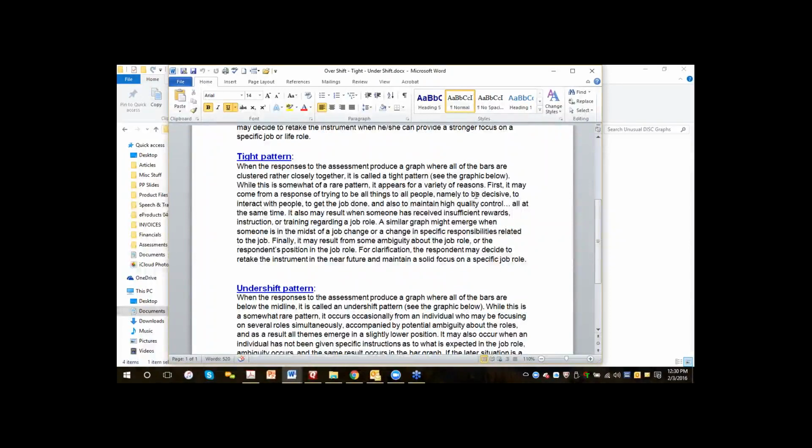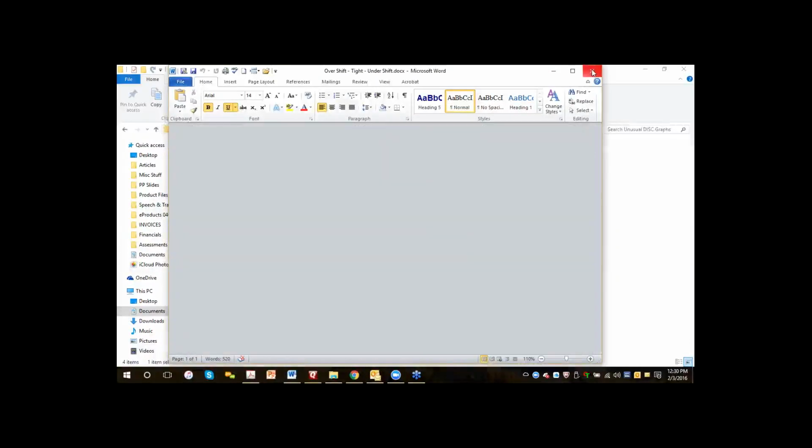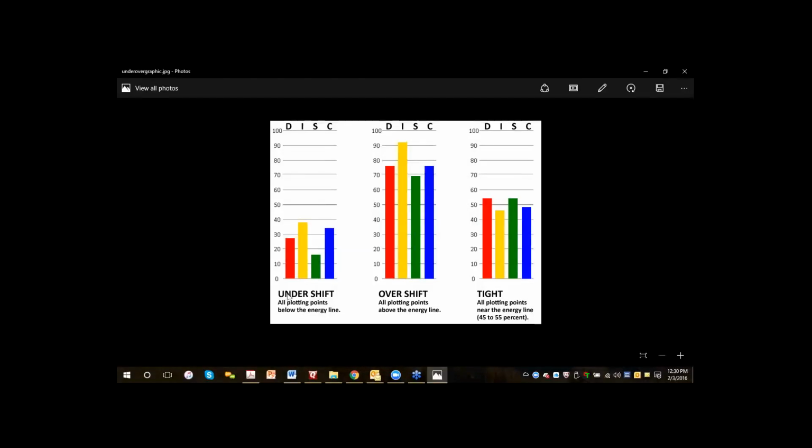Another one, trying to be all things to all people. Sometimes people are taking too long to do the report. And of course, undershift. These are all explanations. Here's the graphs, by the way. See, undershift, everything is below 50. Overshift, everything's above. And tight, notice how close they are, all 45 to 55%.